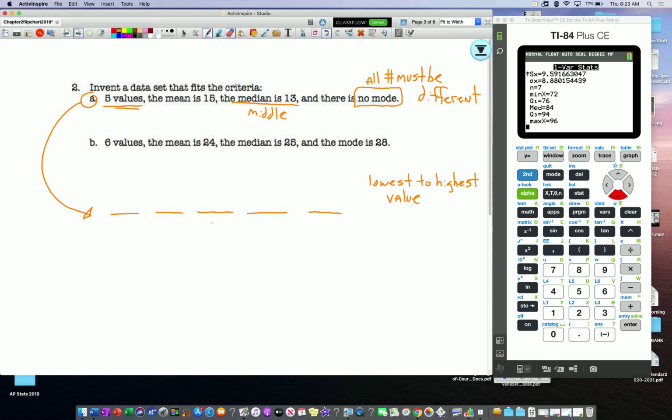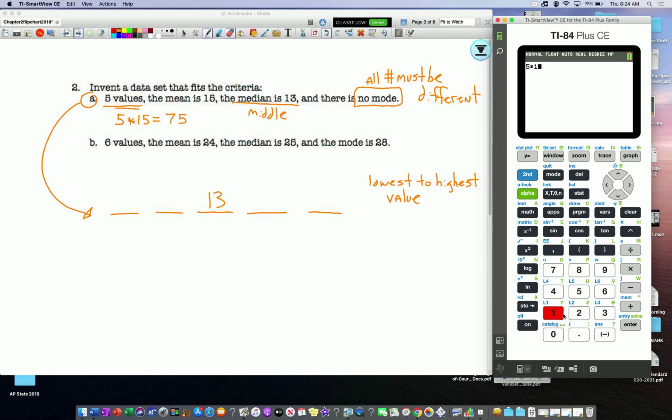Since I have 5, if I look at the third number, I can write 13 right here. I have 2 numbers on the left side, 2 numbers on the right side, so I know my median is right. Now, 5 values and the mean is 15. If I have 5 numbers and they all were 15, they would average to 15. So if I multiply those two together, 5 numbers times an average of 15 means all the data points must add up to 75.